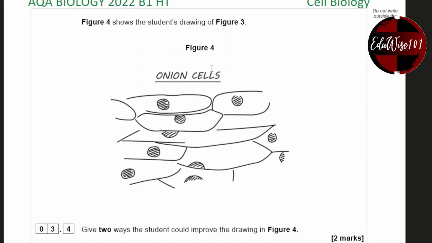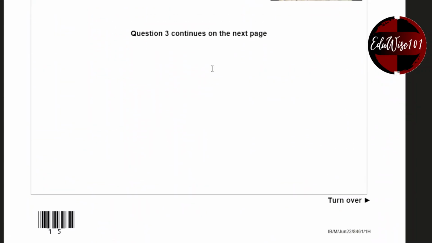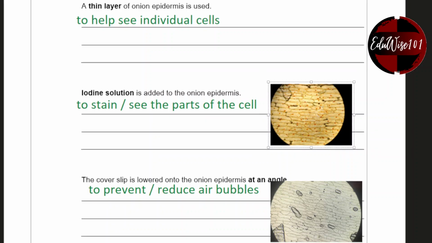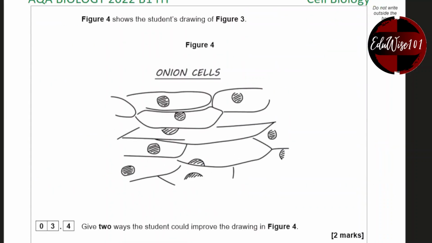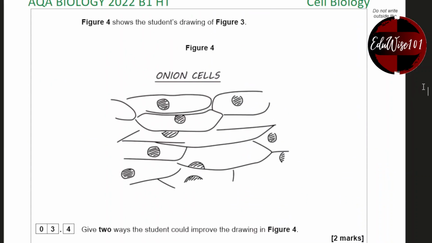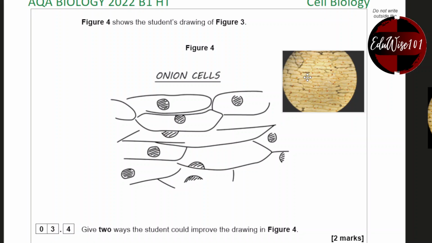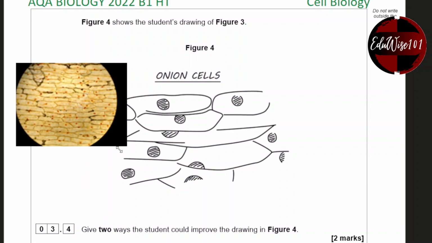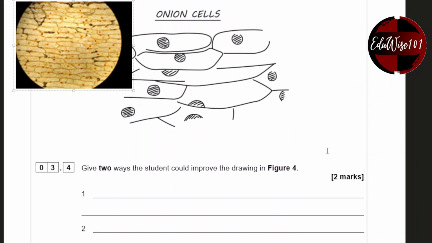So if I bring that, so this is what you would actually see. So if you're trying to draw this diagram, then you would want to make the lines a bit thicker to show the cells, and you can see that there's no gaps in between. They're actually very compact.